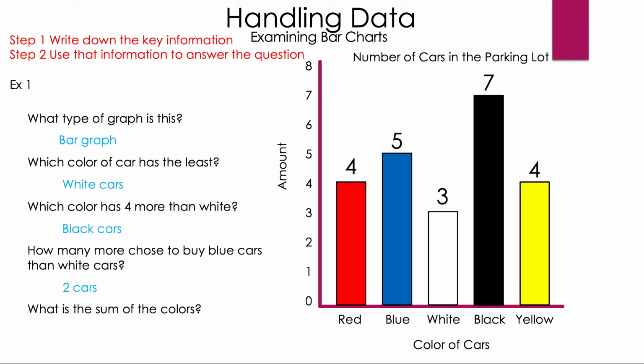Finally, what is the sum of the colors? And now we just add them all together because that's what sum means. And we get 23 cars as your answer.